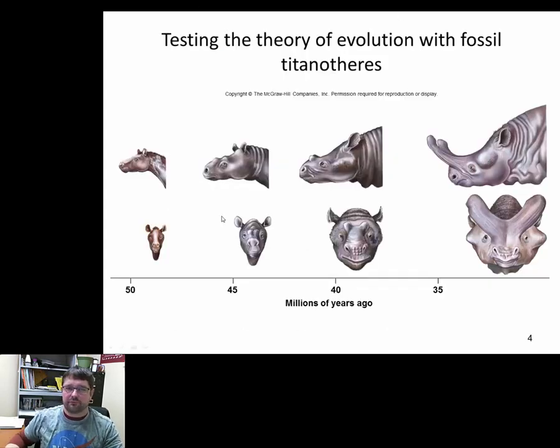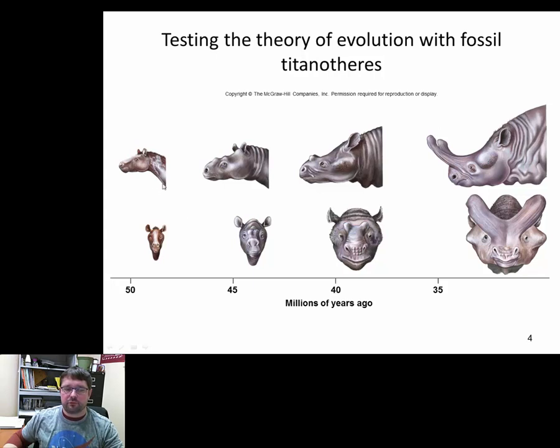Okay, so here's an example. Titanotheres. This is an example where we can use multiple pieces of evidence from the fossil record to distinguish what was going on. Okay. So about 50 million years ago, a Titanothere would look like this, and say 30 million years ago, it looks like this. So what's going on to make this organism adapt and change to get different forms?